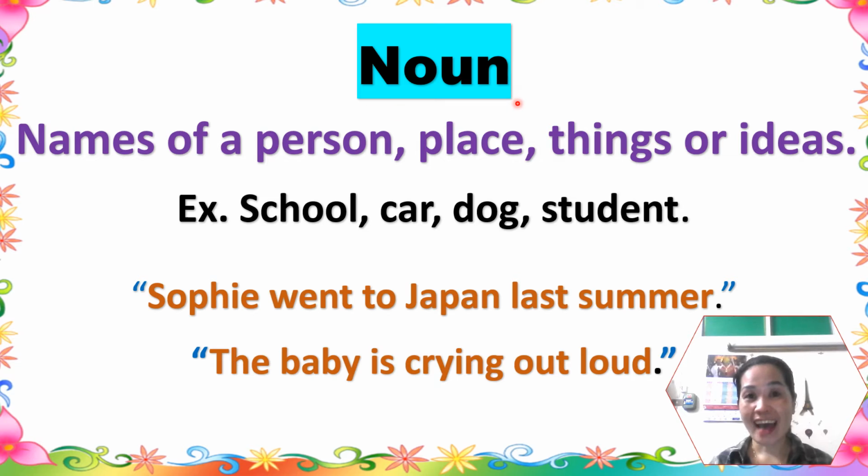Next is noun. A noun is used for the name of a person, place, thing, or idea. For example, school, car, dog, and student. In a sentence: Sophie went to Japan last summer. There are 2 nouns in this sentence. The first one is Sophie, which is the name of a person. And the next one is Japan, which is the name of a place.